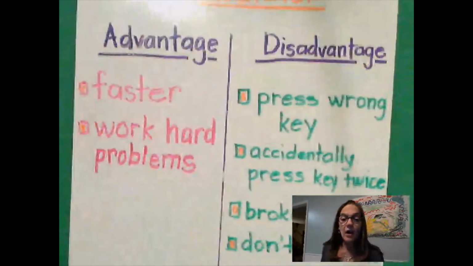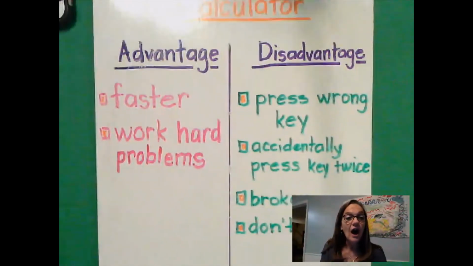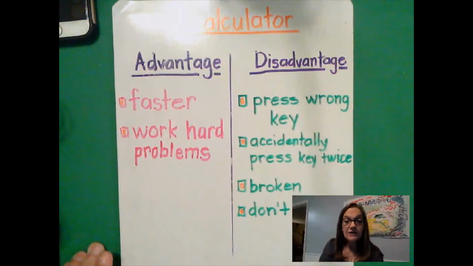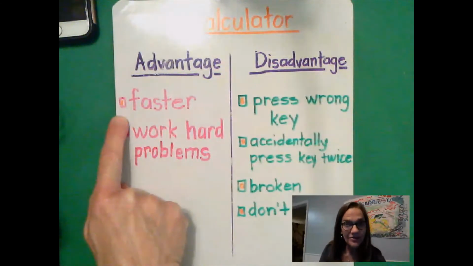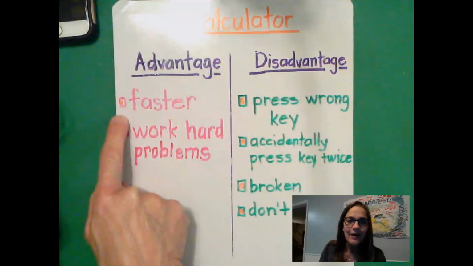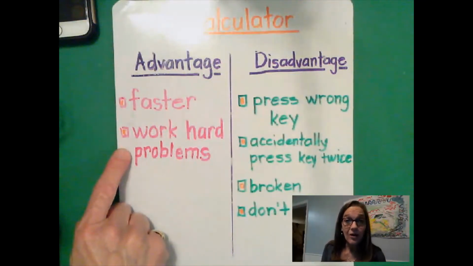Okay, let's talk for just a minute. Let me zoom out a little bit so that you can see. I want us to talk about the advantages and disadvantages of using a calculator. Well, one of the advantages of using a calculator is that you can work problems faster, can't you? You don't have to count on or use a number line or any of those other addition strategies. You can work problems that are harder, can't you? Big ones, and we'll do some of those in just a minute.